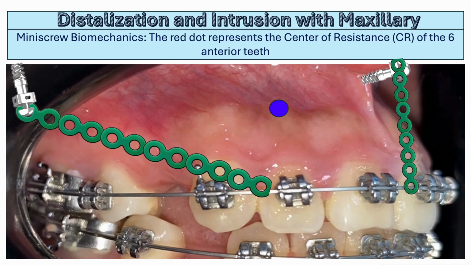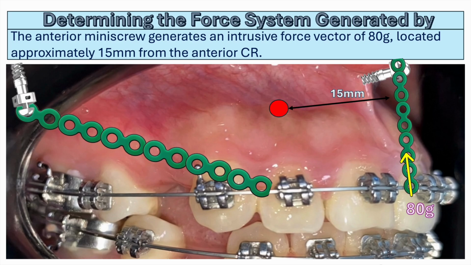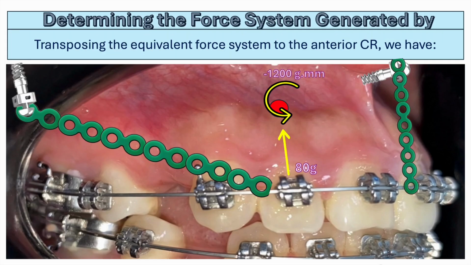Let's analyze the full system. The red dot represents the center of resistance of the 6 anterior teeth. The anterior miniscrew generates an intrusive force of 80 grams. Since this force passes anterior to the CR, it creates a counterclockwise moment tending to flare the incisors.